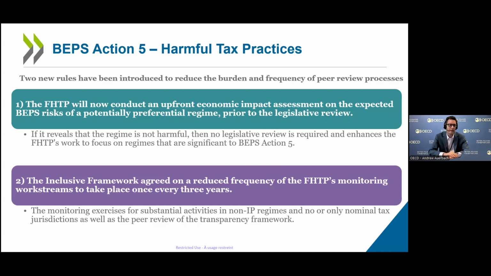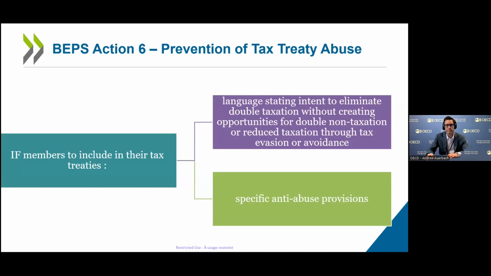Second, the Inclusive Framework agreed on a reduced frequency of the FHTP's monitoring work streams. The monitoring exercises for substantial activities in non-IP regimes and no or only nominal tax jurisdictions, as well as the peer review of the transparency framework, will now take place once every 3 years instead of annually. Both of these new rules will reduce the burden for Inclusive Framework members.